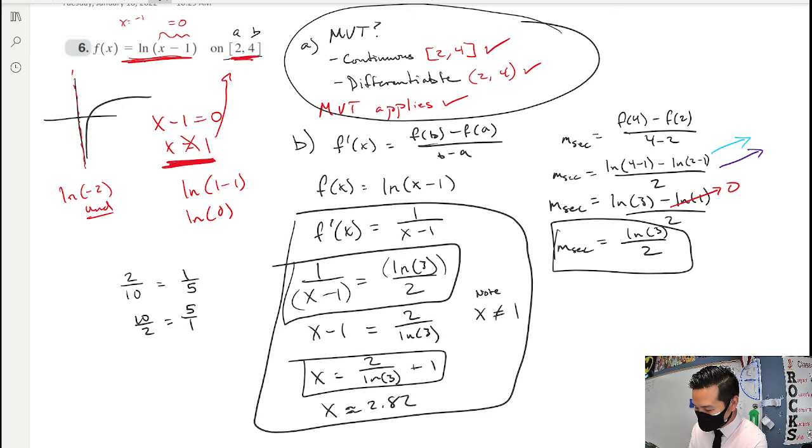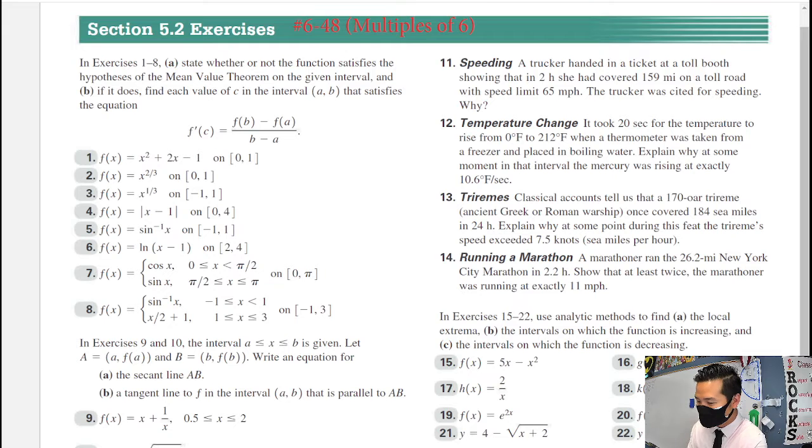Anyways, what I want to talk about is the next one, which is number 12 on your homework. Look at number 12. Temperature change. It took 20 seconds for the temperature to rise from 0 degrees Fahrenheit to 212 degrees Fahrenheit when a thermometer was taken from a freezer and placed in boiling water. Explain why at some moment in the interval the mercury was rising at exactly 10.6 Fahrenheit per second. What the heck does it mean?